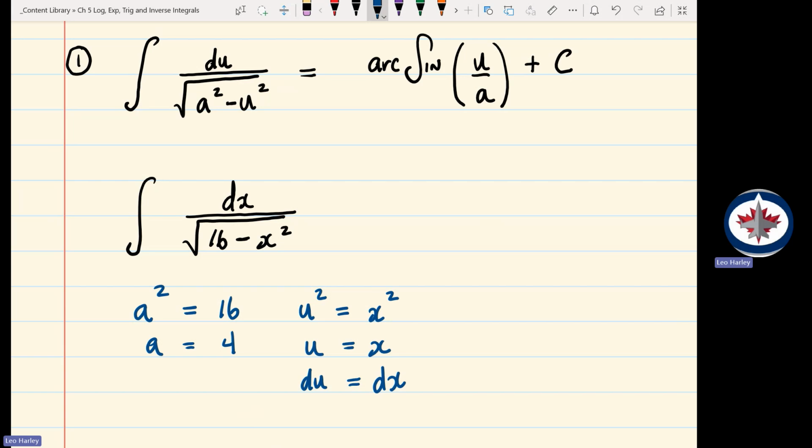Now, can we change the conversation in terms of a and u? We're going to do it this way. Is it safe to say then it's going to be equal to arc sine? The fit for this particular integral is arc sine. Now, we could write it as u over a, but don't we already have the description for u? What is the description for u? Is it not just x? And what's the description for a? 4, plus c.